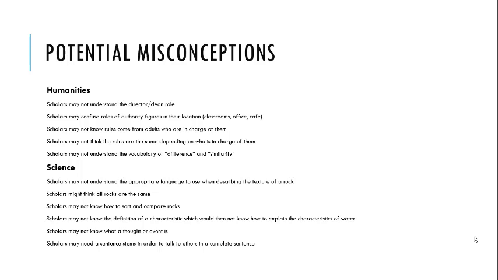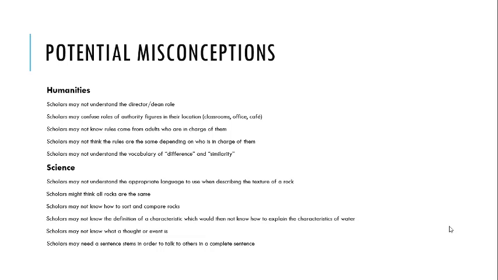Okay, so now let's go over the misconceptions. For the humanities misconceptions, scholars may not understand the director-dean role. They may confuse roles of authority figures in their location, so classroom, office, or cafe. Scholars may not know the rules come from adults who are in charge of them, and they may think that the rules are the same depending on who is in charge of them. So scholars might not think special teachers or other instructional staff make the rules for their own classroom in which they have to follow. They also may think the classroom teacher is the only one in charge. Scholars may not understand the vocabulary of difference and similarity.